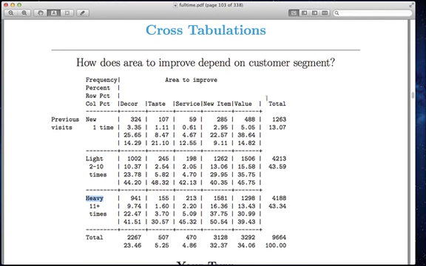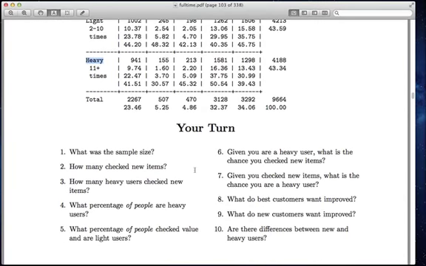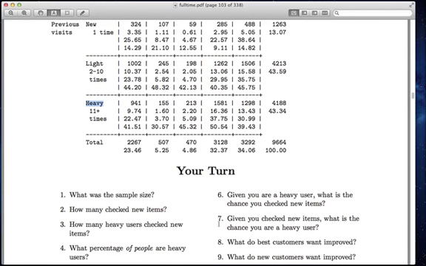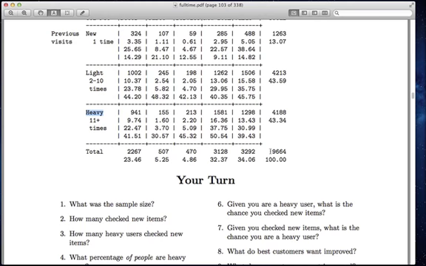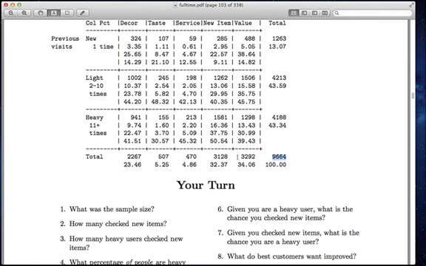So then we could ask ourselves a variety of questions with this. So here's a your turn. You can do these. So why don't you pause the video and try these on your own. All right, so what's the sample size? Sample size is 9668. How many people checked new items? Well, the number of people who checked new items is 3128.